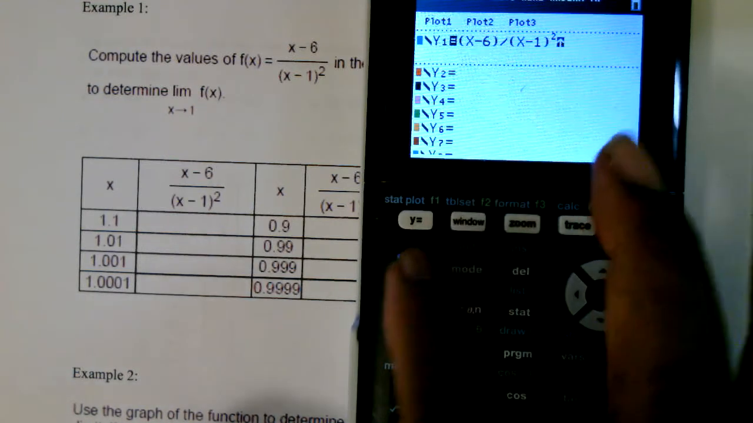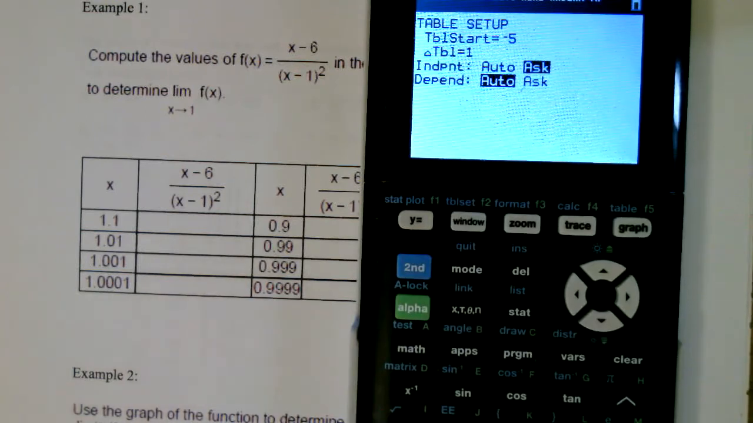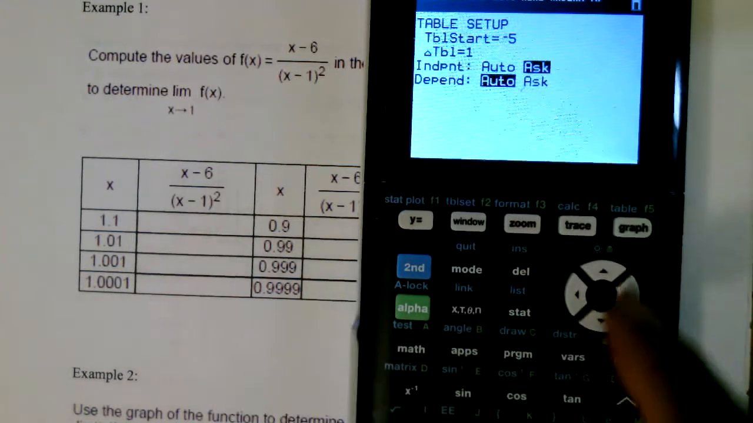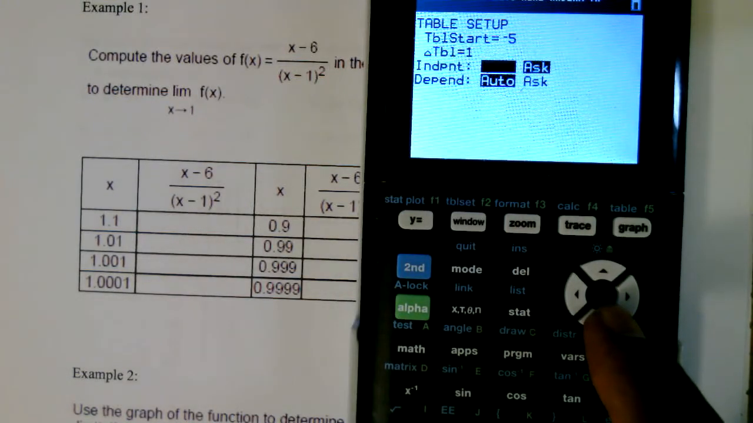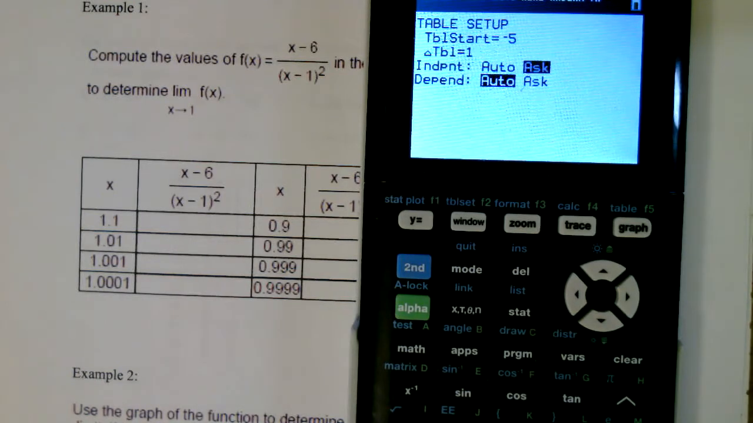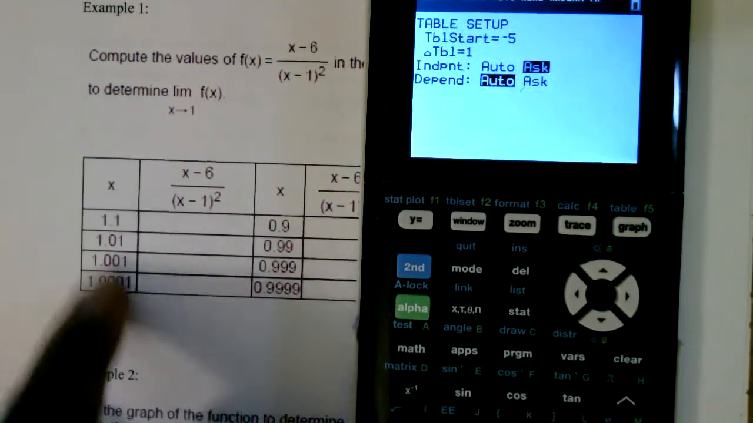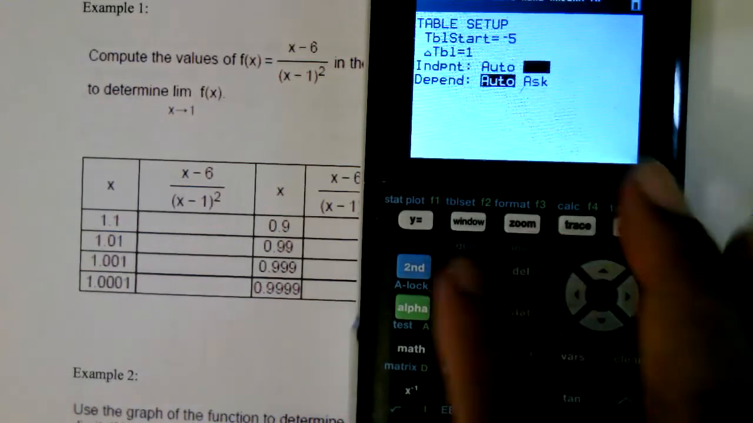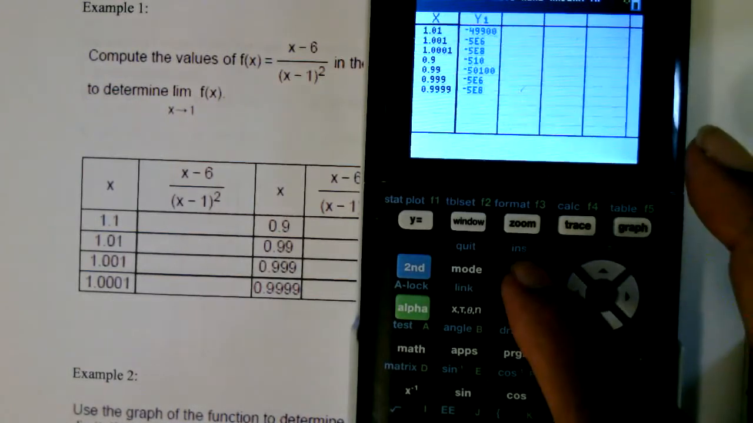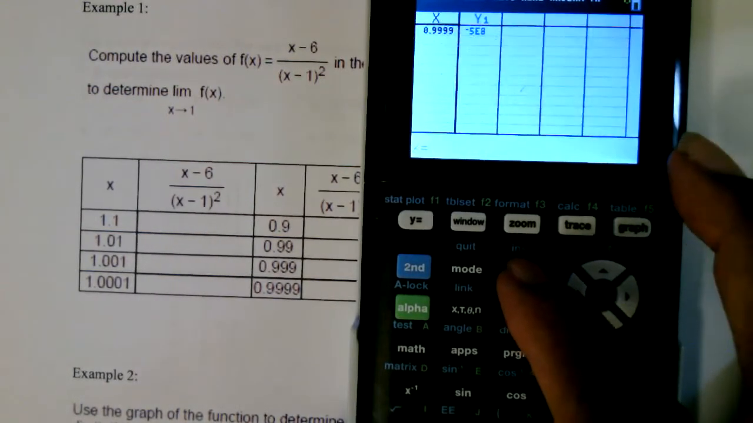Now I'm going to go to second window. I want to make sure for the independent variable, Ask is highlighted. If it's not, you might need to use the down arrow key to Indpnt, use your right arrow key to put the cursor above the word Ask, and then hit enter. Because what you want is to have the calculator ask you what values of x you're going to put in, and these are the ones you type in to get your y value. So here I'm going to do second and graph, and I'm going to delete all these numbers out.